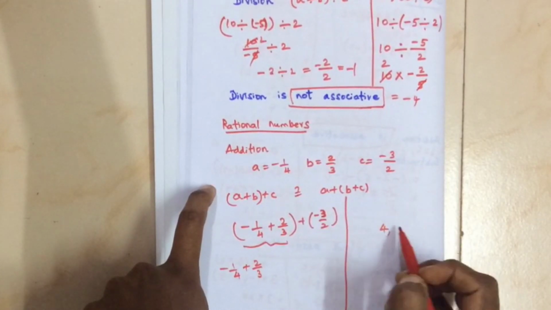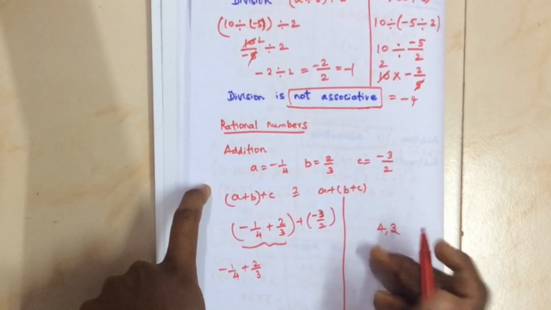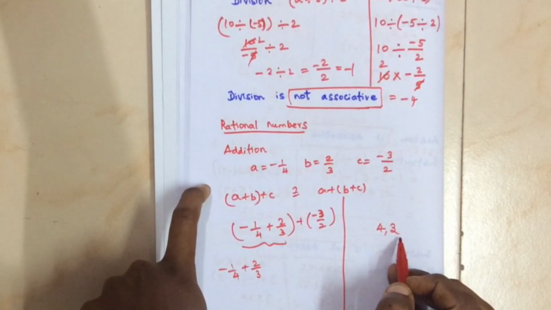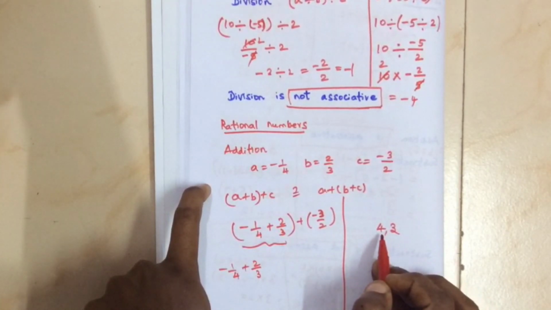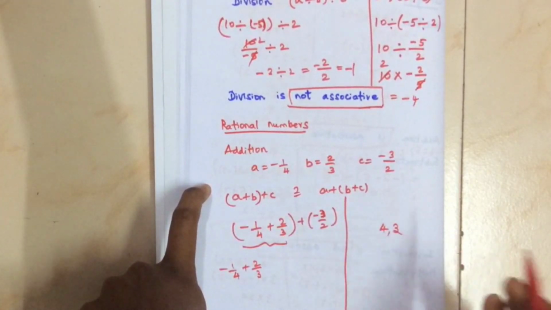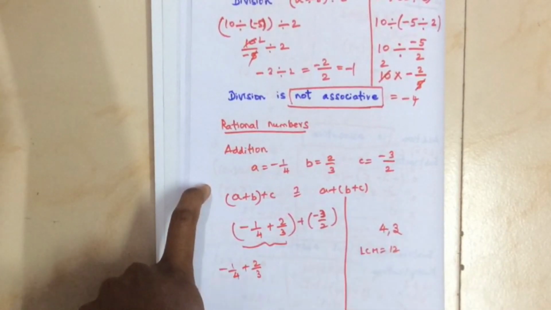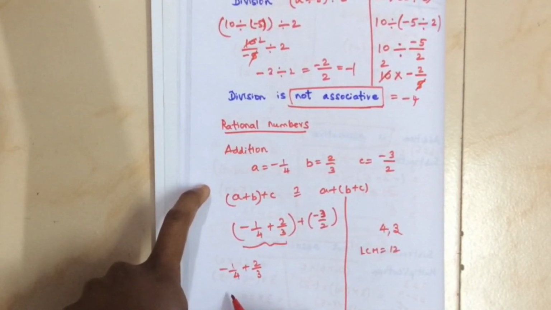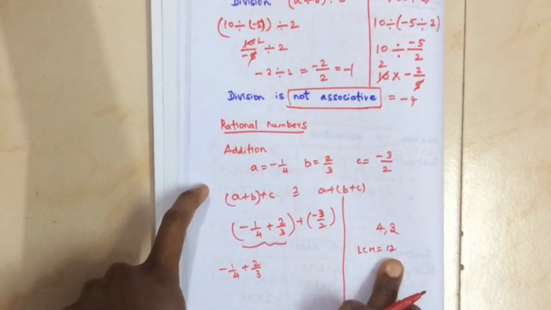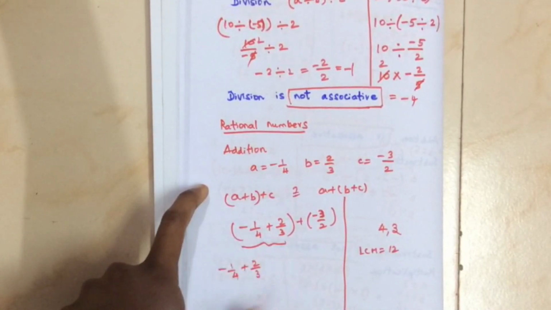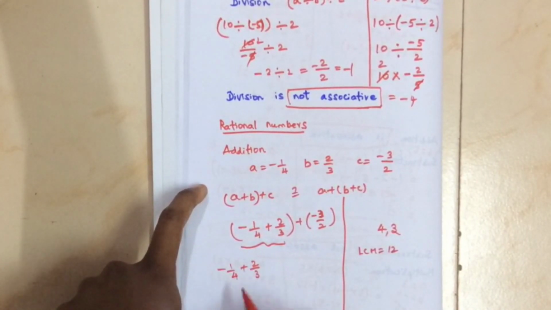4 and 3. Okay, there are no common factors of 4 and 3. What does it mean? The same table will not come for 4 and also for 3. So there are no common factors. So LCM is 12. So what you have to do? You have to change the denominator of both the numbers to 12. You can't change directly 1 by 4 as 1 by 12. That is not equal. So you have to find the equivalent.